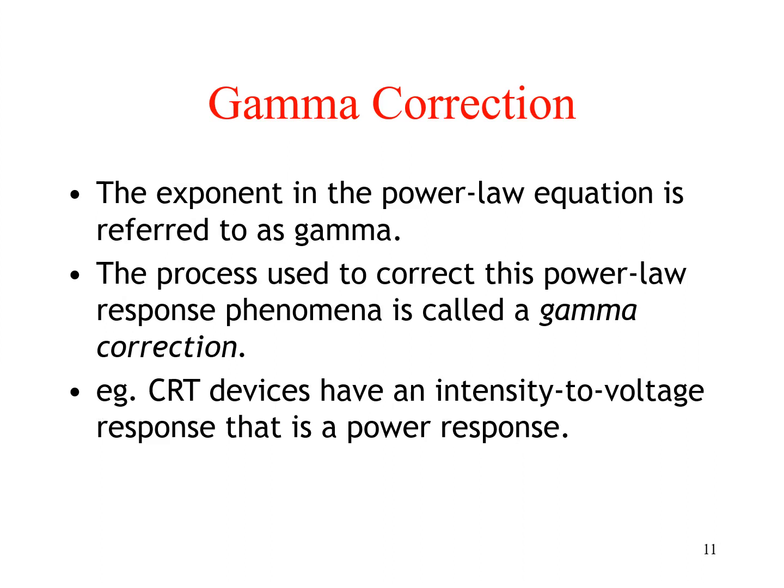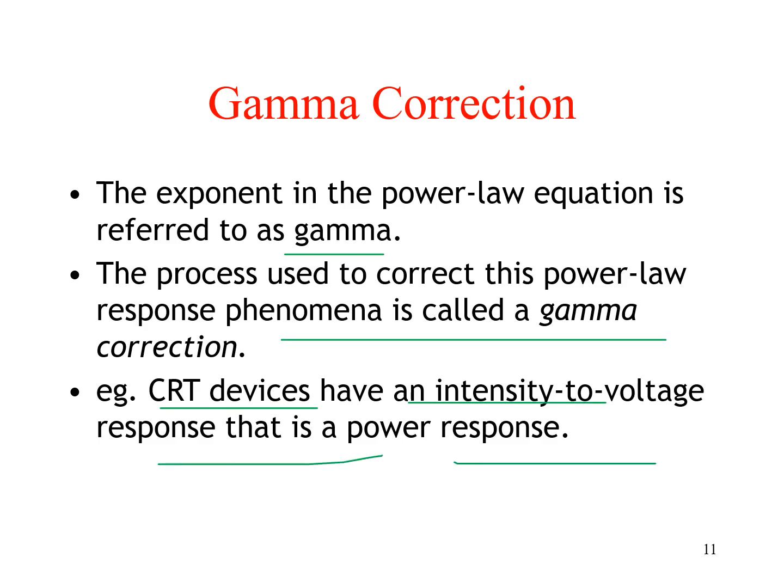The exponent in the power law equation is referred to as gamma. The process used to correct this power law response phenomenon is called gamma correction. For example, CRT devices have an intensity to voltage response that is a power response. When you want to display a particular image with a particular intensity on a monitor, you give voltage. We give voltage to a CRT, LED, or LCD monitor or TV so that we get the corresponding intensity for that image.